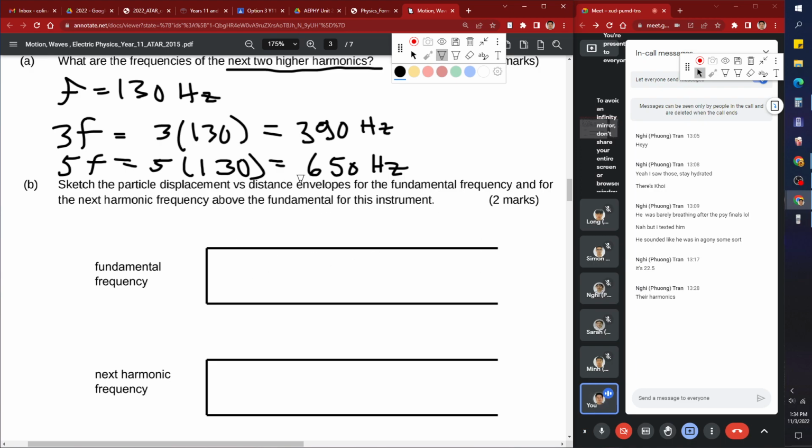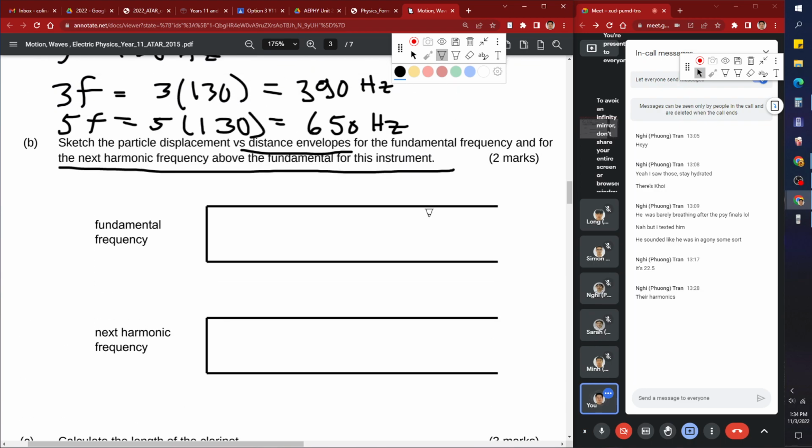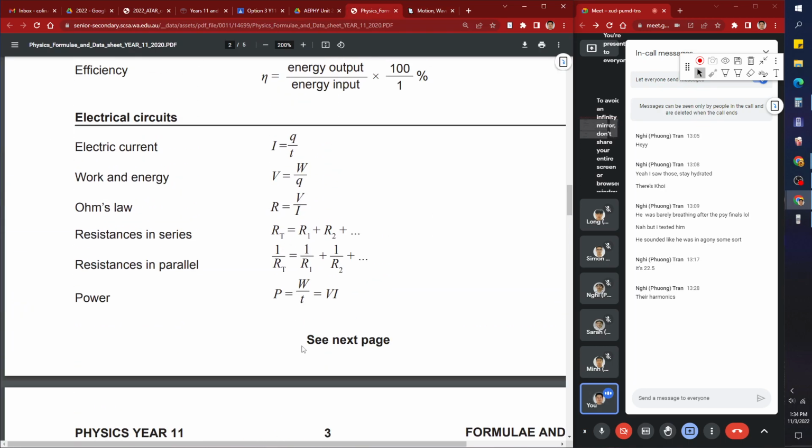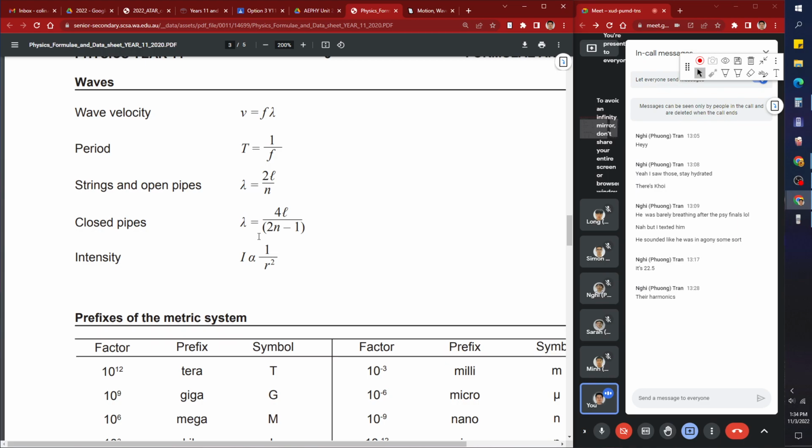This is the length of the pipe. For the fundamental frequency and for the next harmonic above it in this one. So the next one above the fundamental frequency is the 3F. 3F. Okay. Again, you want to know how much? Well, you could use the formula. You don't really need it, but you could.